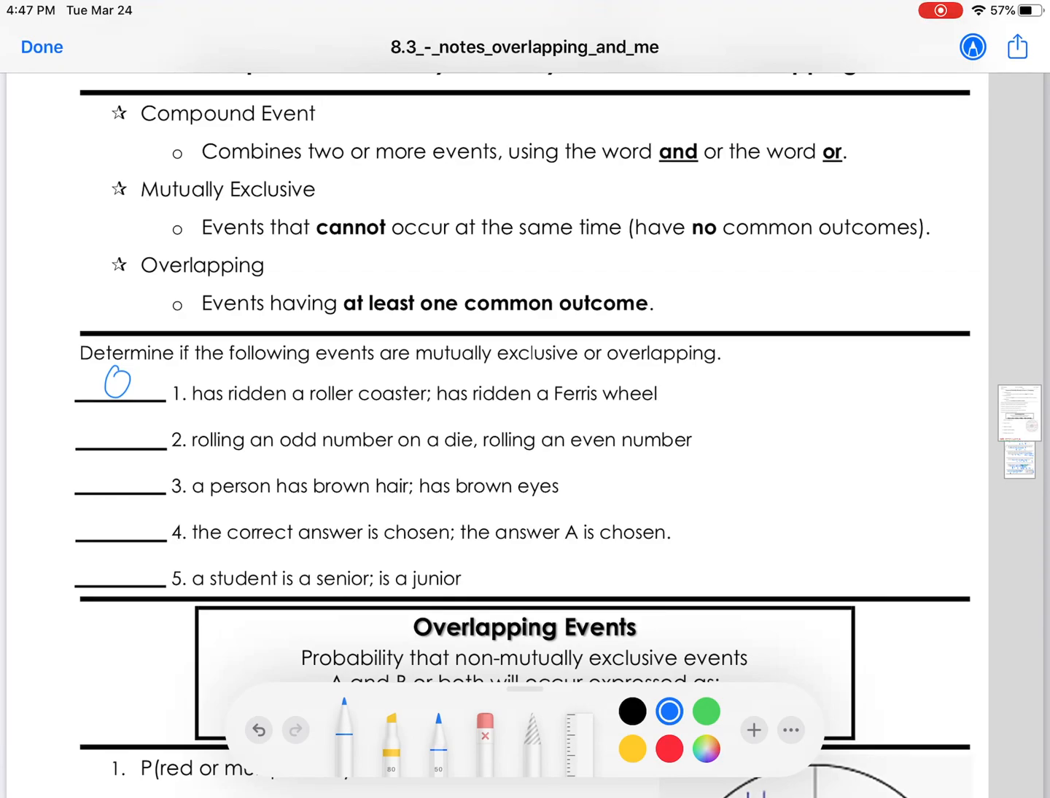Rolling an odd number on a die, rolling an even number. Well, those are mutually exclusive because I cannot roll an odd number and an even number at the same exact time. Go ahead and pause the video, try to identify 3, 4, and 5 as mutually exclusive or overlapping, and then unpause the video to check your answers.